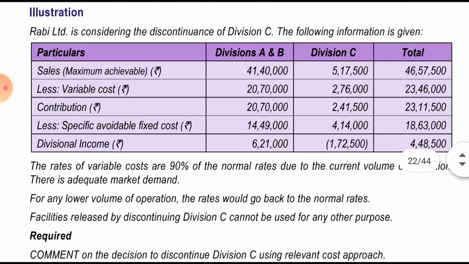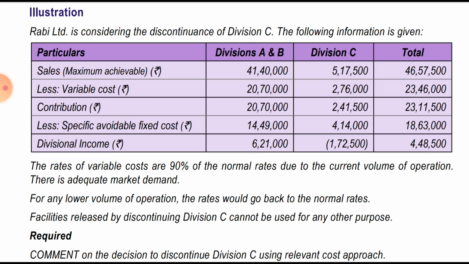This is also a much simpler illustration. Basically it is on the concept of whether to continue or to shut down the business. We just have to see the cost and the gains from running or closing the firm or the unit, and then compare whether it is beneficial to shut down or to continue with that division. Rabi Limited is considering the discontinuance of division C.